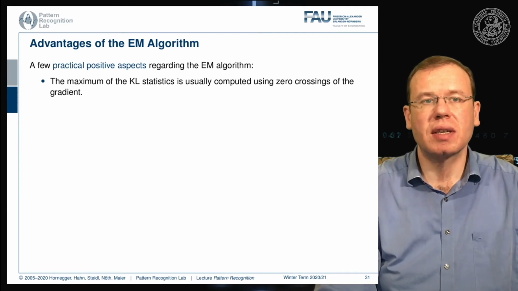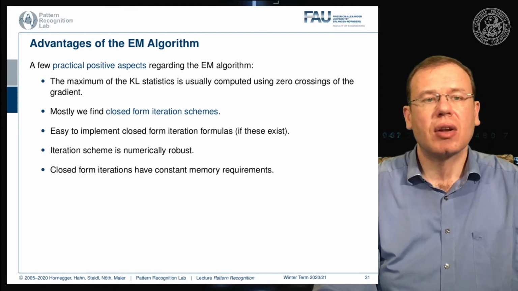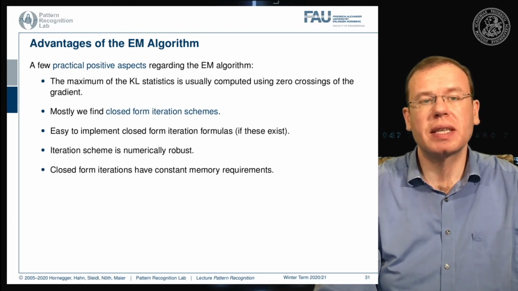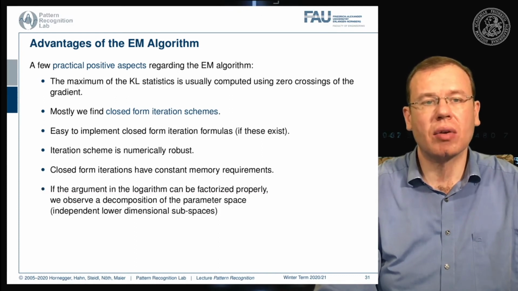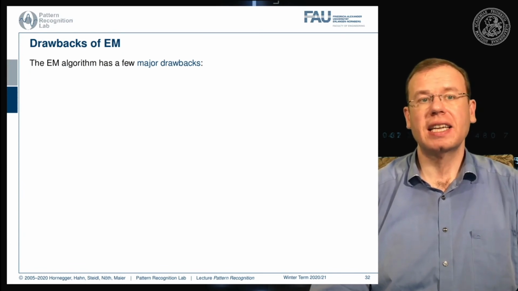There are a couple of advantages of the expectation maximization algorithm. It has very practical implications. The maximum of the KL statistics is usually computed using zero crossings of the gradient. Mostly we find closed form iteration schemes. If closed form iteration formulas exist, they're also easy to implement, and typically the iteration scheme is numerically robust. Closed form iterations have constant memory requirements, which is also a big advantage, and if the argument in the logarithm can be factorized properly, we observe a decomposition of the parameter space, and this means that we have independent lower dimensional subspaces.